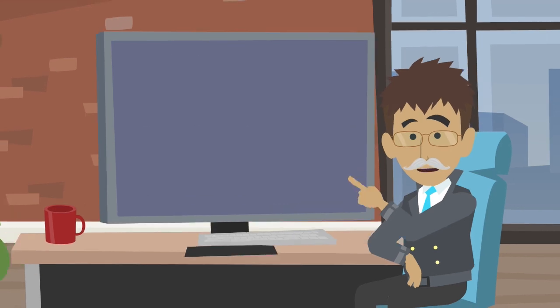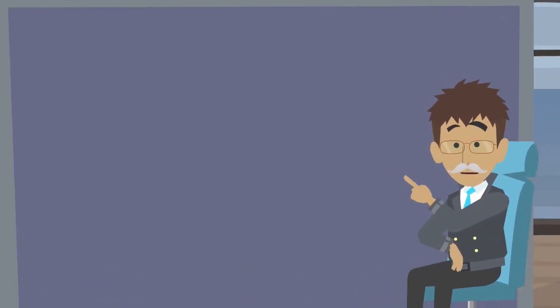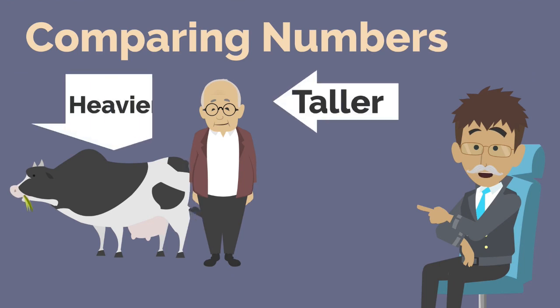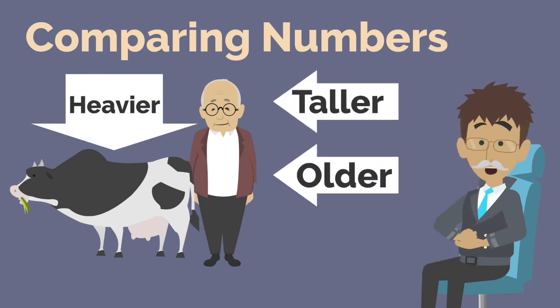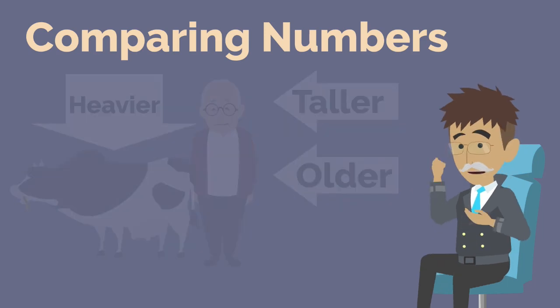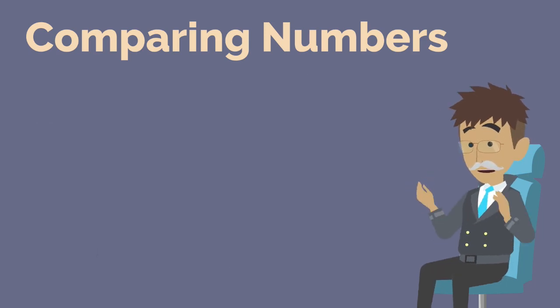First, let's understand what comparing numbers means. Comparing numbers is like deciding who's taller, heavier, or older. It's all about understanding the relationship between numbers. There are three symbols we use to compare numbers.